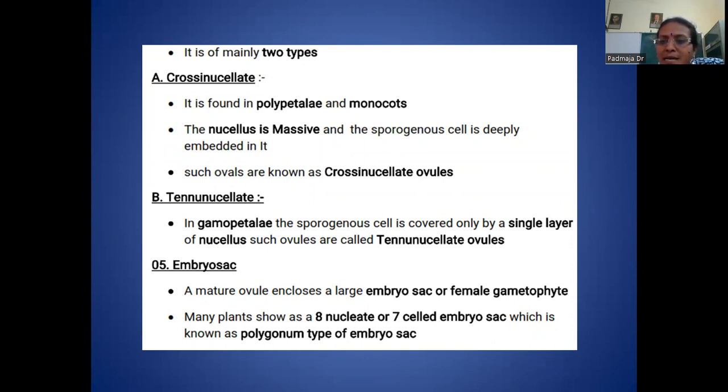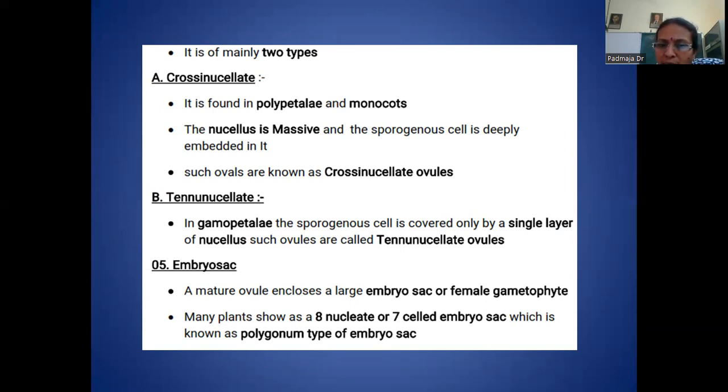Tenuinucellate means only a single layer of nucellus is present. That is called tenuinucellate. It is mainly seen in the Gamopetalae. That means when we compare, the polypetalae are the primitive ones compared to the Gamopetalae. And inside that nucellus, one of the cells will function as the megaspore mother cell. This megaspore mother cell undergoes reduction division. As a result, 4 megaspores are formed.